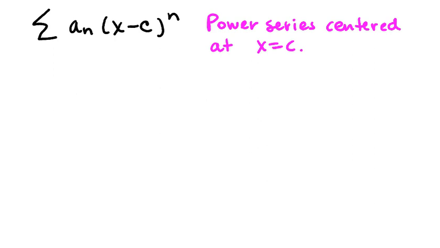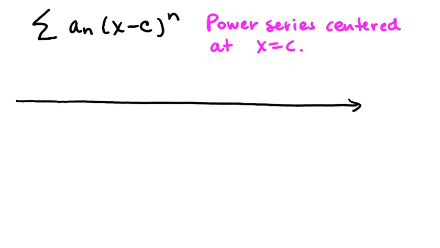But I think what I told y'all when we were talking about radius and interval of convergence, using the ratio test, was that this series will always converge at x equals c. And it converges kind of trivially because you're just adding together a bunch of zeros. So it always converges at c. But there are often times where it converges at other values besides c.